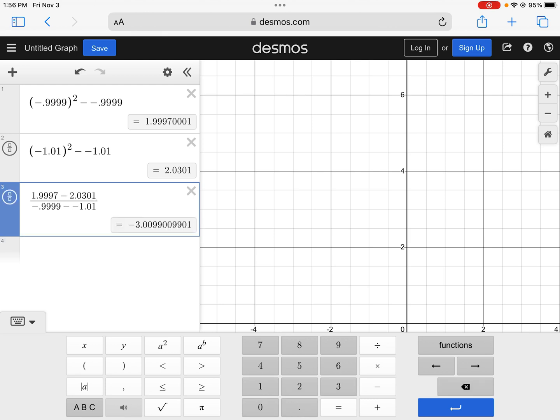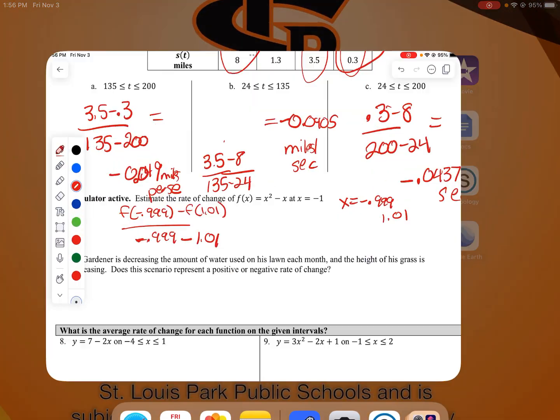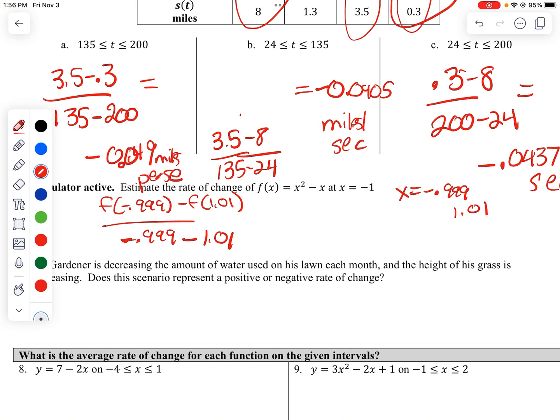All right, so let's see if this makes sense. So let's talk about this. I went back and I did values right around -1. So I did -0.999, and then on the other side, -1.01.